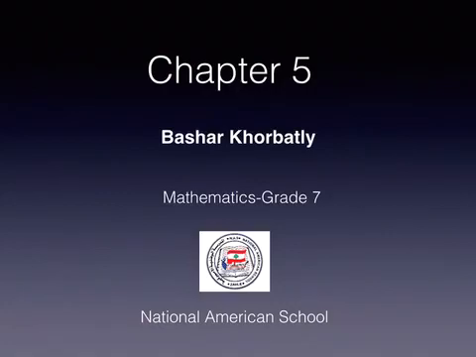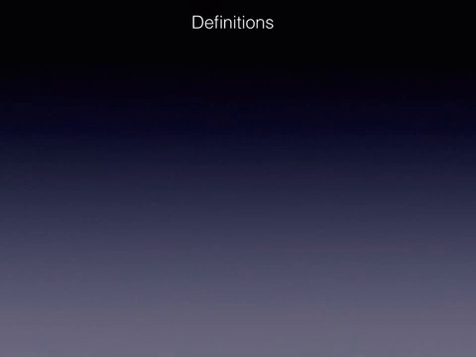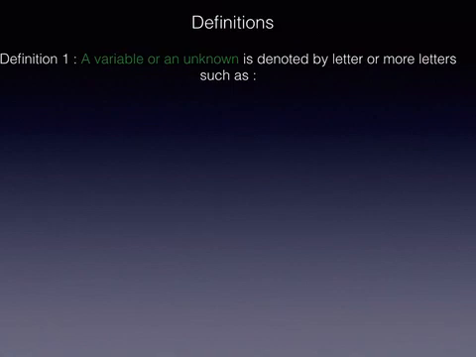Hi everybody, we'll start in chapter 5, polynomials. So I will start by several definitions introducing this chapter. Definition 1 says that a variable or an unknown is denoted by a letter or many letters such as x, y, a, b, x, y, z, etc.